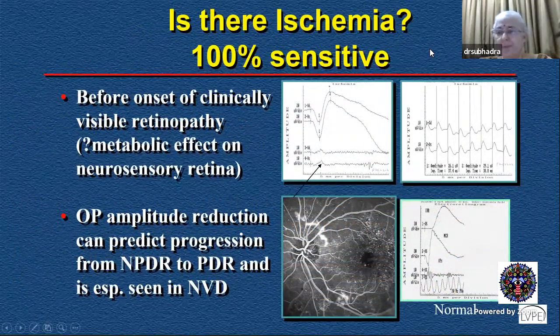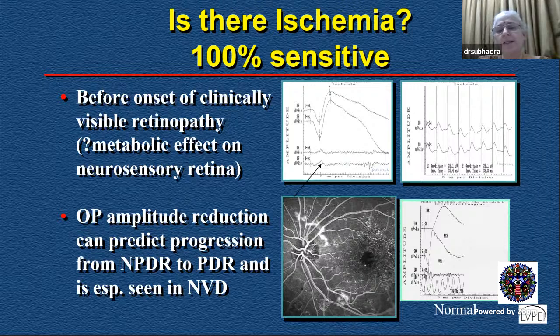So is there ischemia? is one question which the electrophysiology answers very well. It has 100% sensitivity for us to know whether some ischemia is there or not, especially a widespread ischemia. For example, even in diabetic retinopathy, even before there is retinopathy seen, patients of diabetes can have abnormal ERG in their eyes, and a lot of work has been done on ERG in diabetic patients.